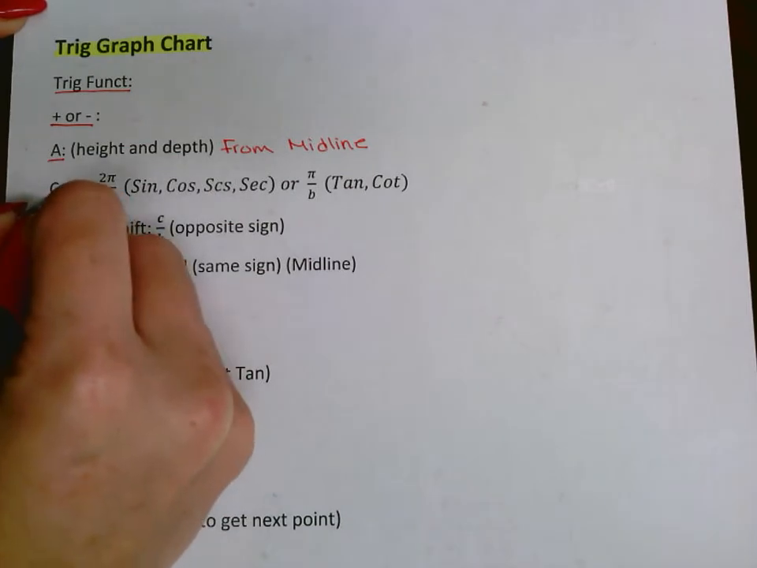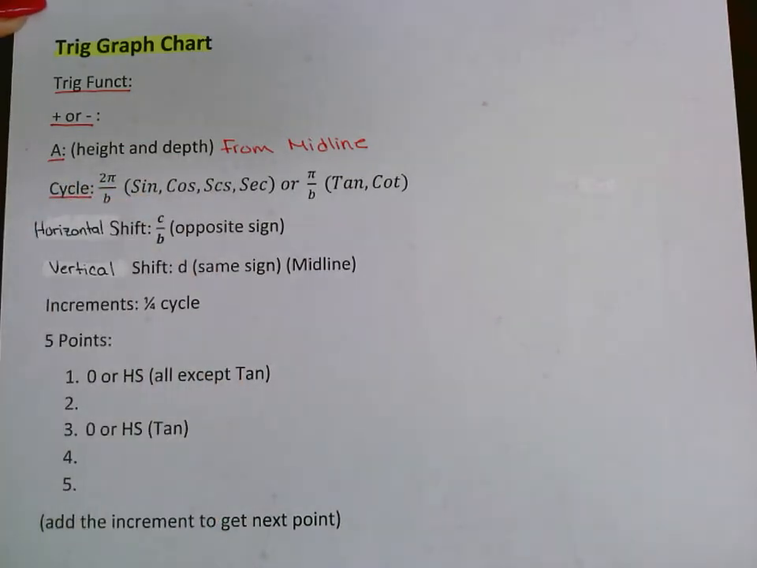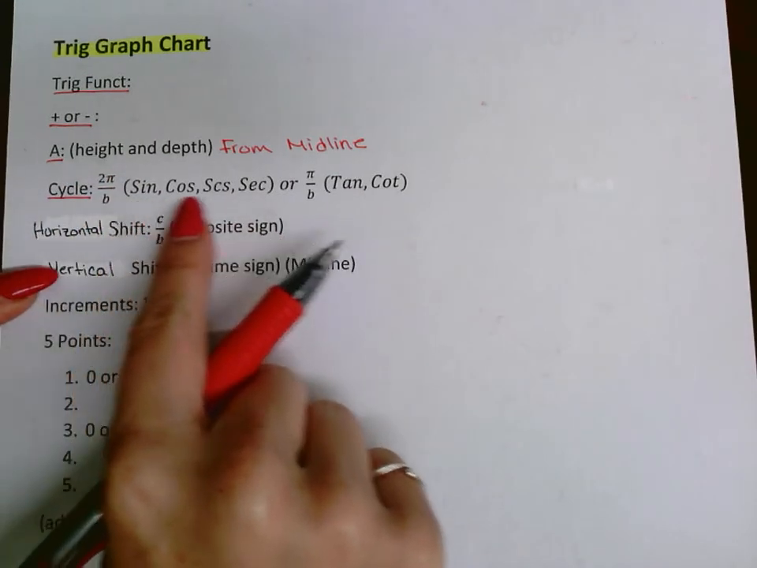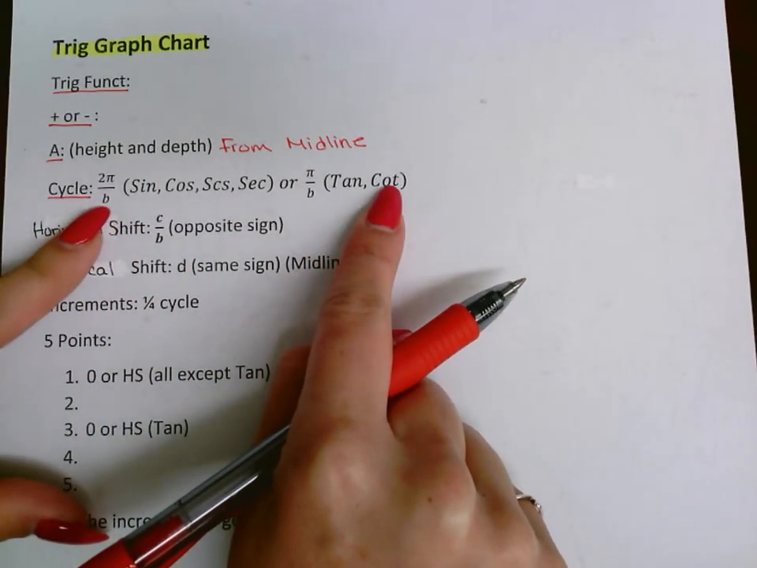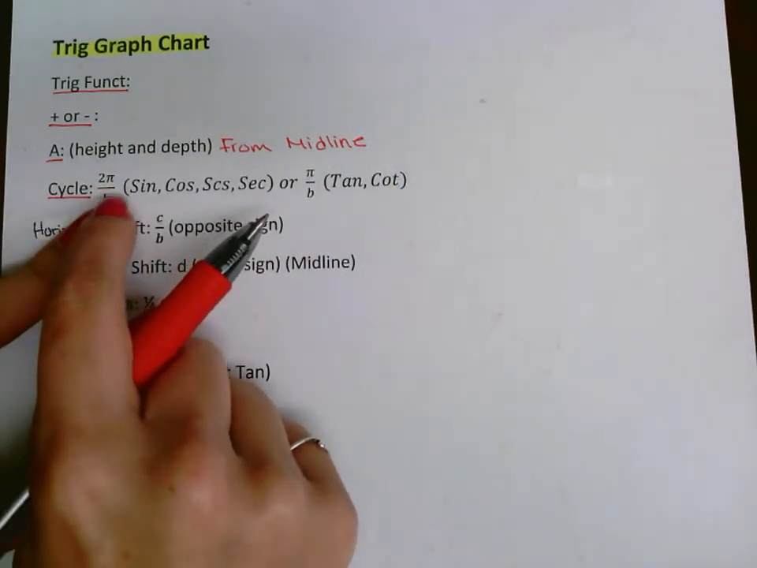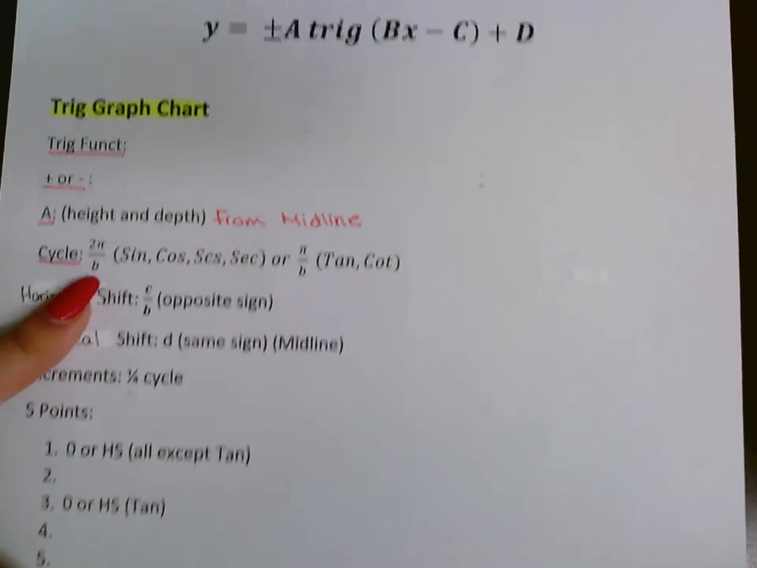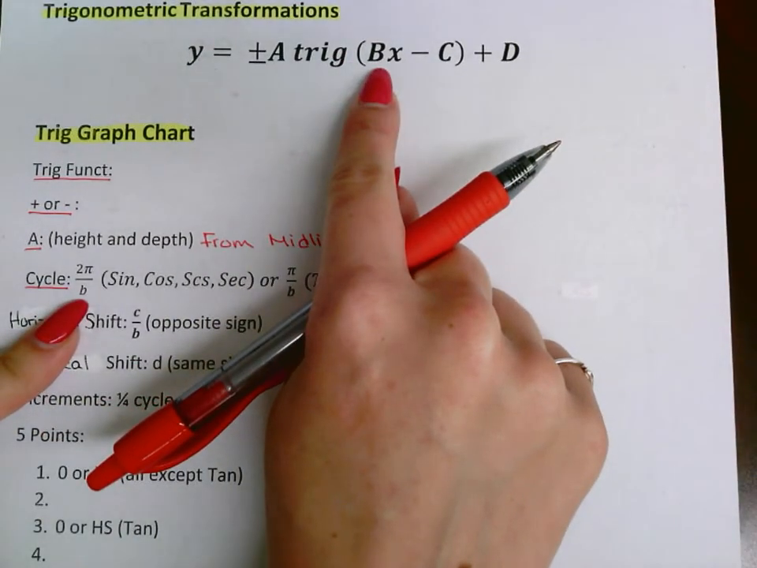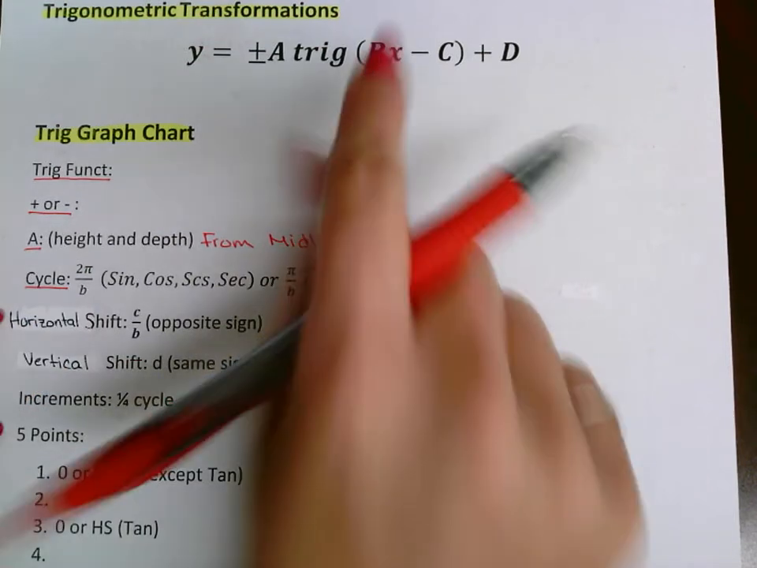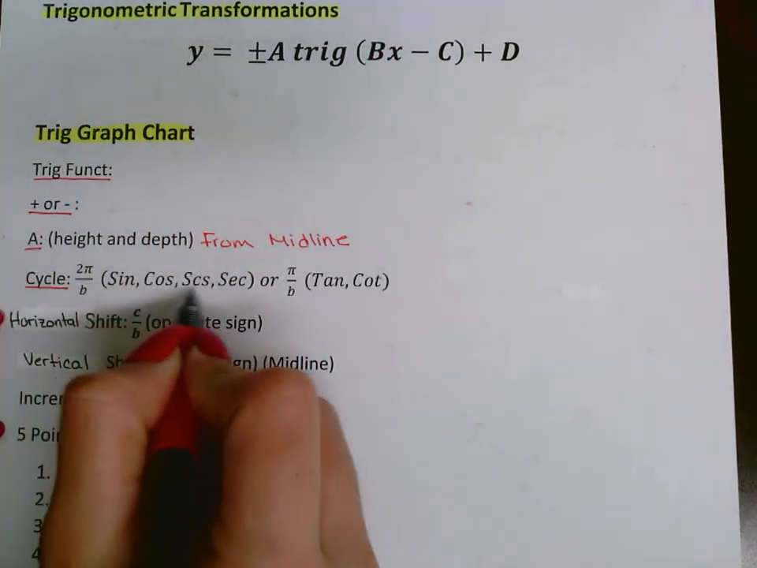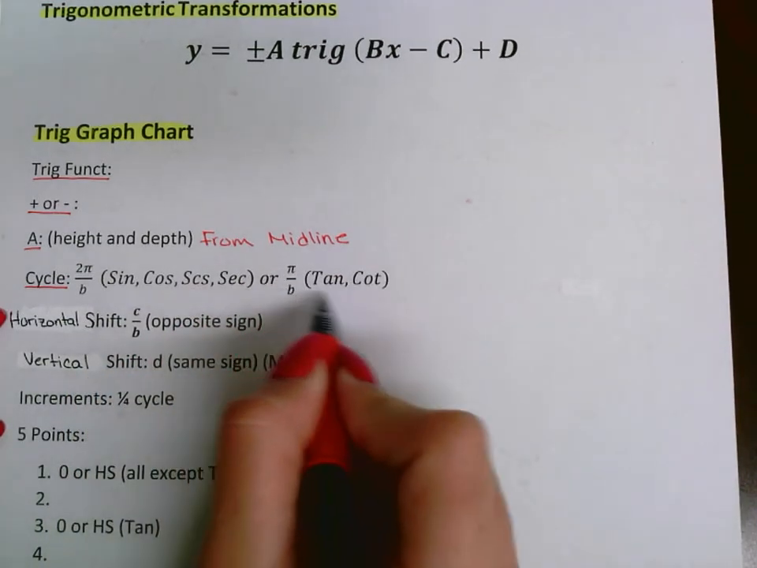Next is the cycle. Sometimes in your book it says cycle, sometimes it says period. That just means the length of one full set of those overs and unders for the trig functions, okay? Now, tangent and cotangent like to play by their own rules sometimes, so I put 2 sets of rules. For all except tangent and cotangent, the way you find the cycle is you write 2 pi divided by b. A reminder that b is found as a number multiplied in front of that x. So again, this will be true for sine, cosine, cosecant, and secant. And then pi over b works for tangent.